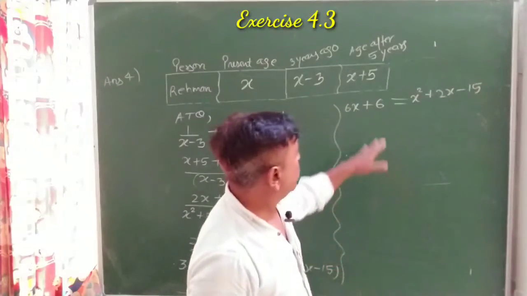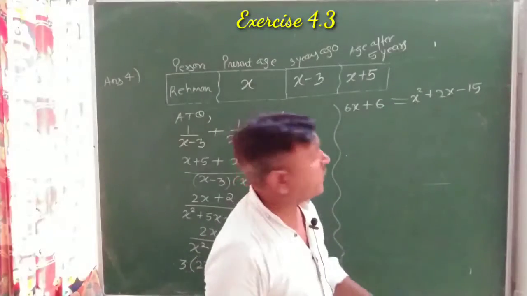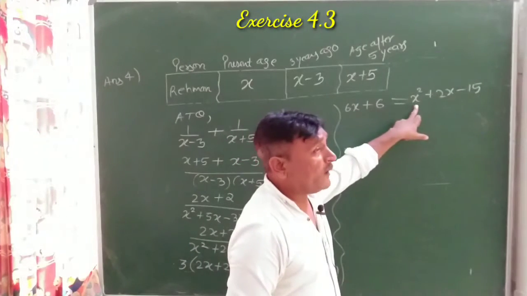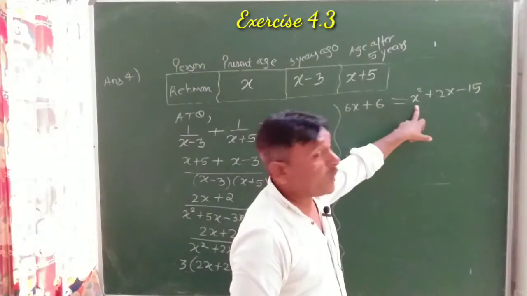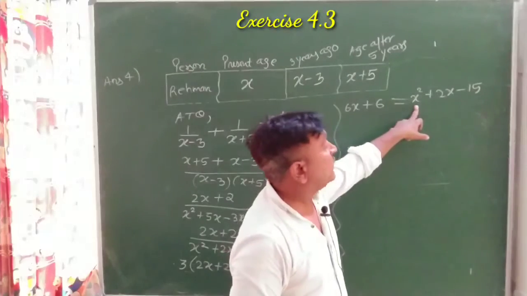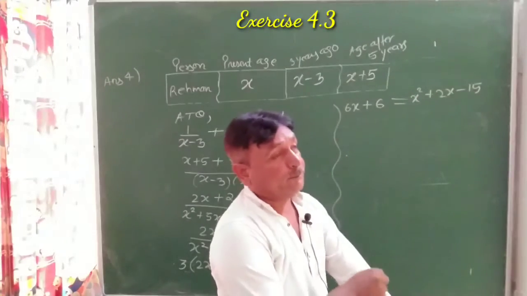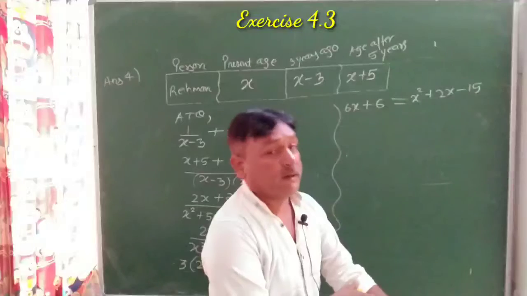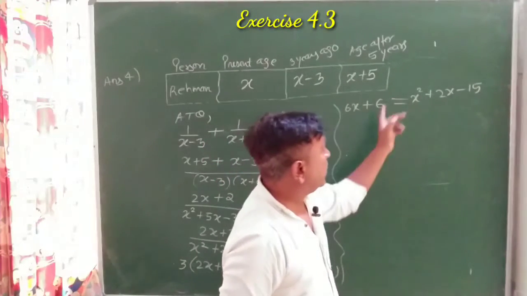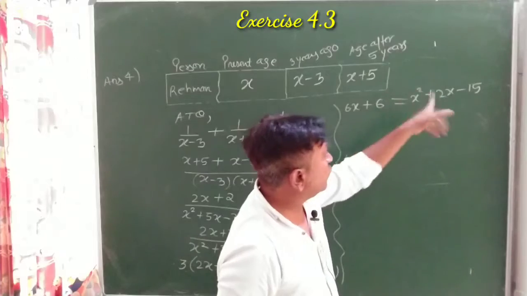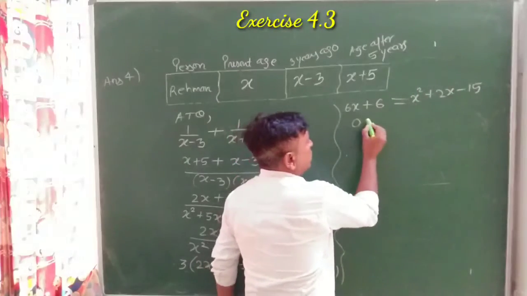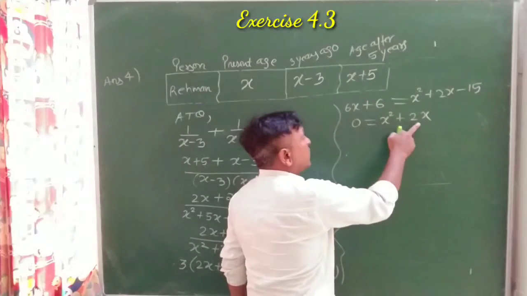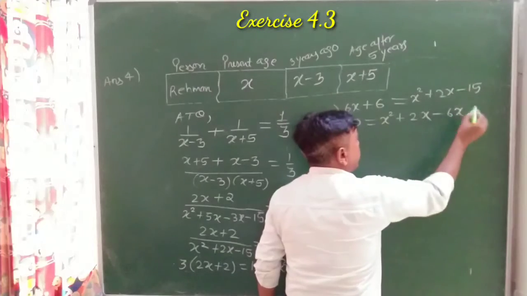Now we have to transpose everything to the right hand side, because always keep in mind that whenever you form any quadratic equation, the coefficient of x square must be positive. Whenever you form a quadratic equation, always keep in mind that the x square term should be positive, because it makes solving the question easier. Is it clear? So we will not bring it here. We will send 6x and 6 to the right hand side.